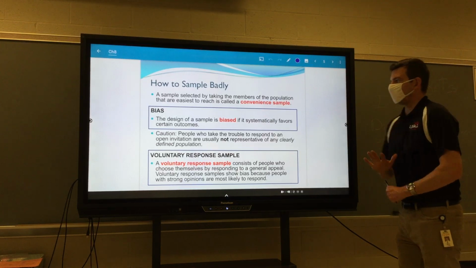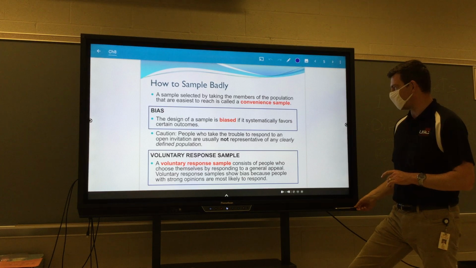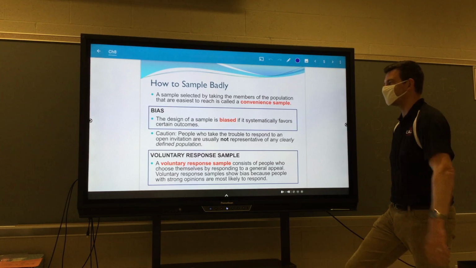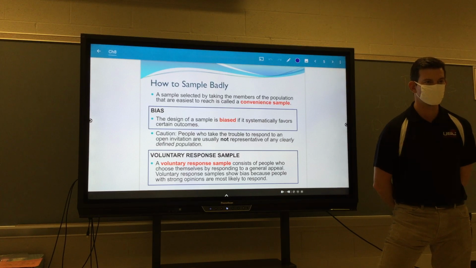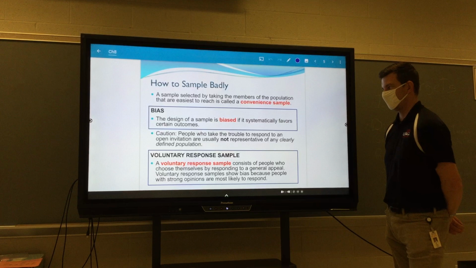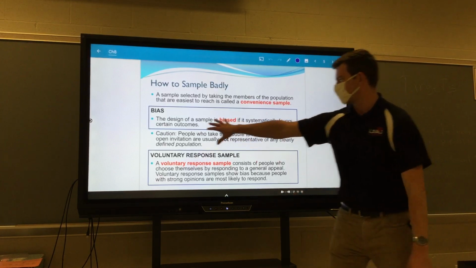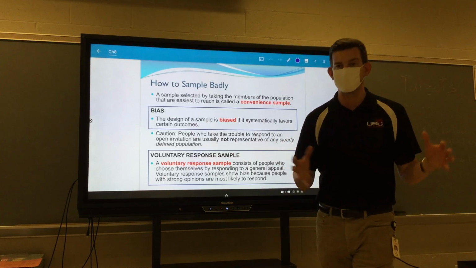Now, how to sample badly. A sample selected by taking the members of the population that are easiest to reach is called a convenience sample. Convenience sample is a bad way of sampling. Bias can seep into a convenience sample. It can seep into any sample.